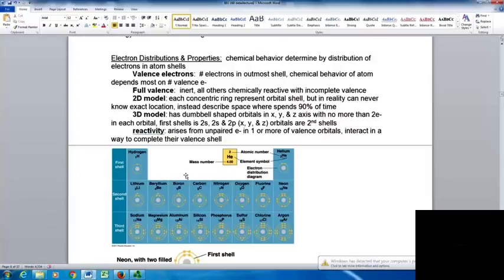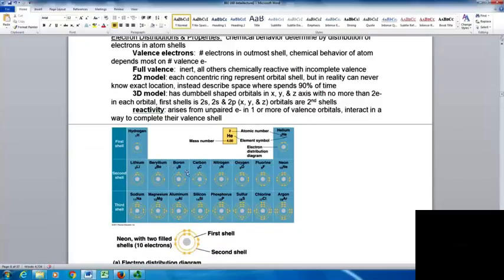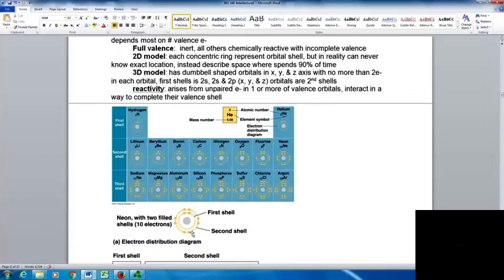So there's a couple different models we can look at this with. The two-dimensional model uses these concentric rings that represent the orbital shells. In reality, you'll never know the exact location of an electron. Instead, what it's describing is where it's going to spend most of its time, about 90% of its time. The electrons move very quickly, so if you identify its location at one point, it's not going to be there just a fraction of a second later. So what we do is look at the probability of where you're going to find it most of the time. So this is an example here of looking at your two-dimensional model.